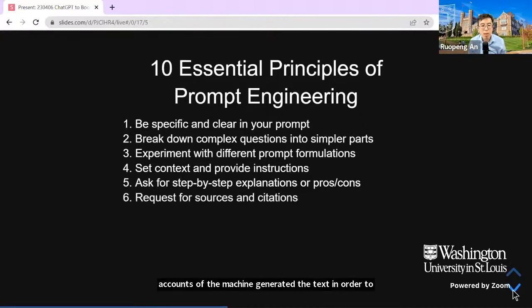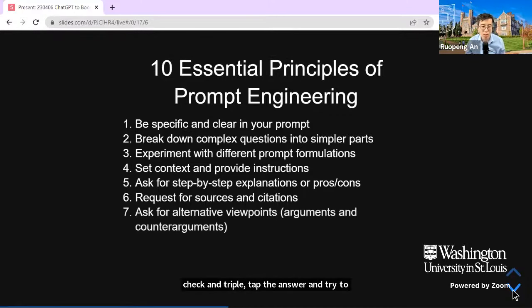The sixth principle is to request sources and citations, because we all heard of the news that the ChatGPT model tends to hallucinate, right? Creating something that doesn't exist, giving you citations that don't exist, right? But, well, amazingly, the GPT-4 model has some kind of ways of fact checking, and we will talk about that later on. Right? So a simple way is just to ask the machine to double check and triple check the answers and try to self-correct those mistakes and hallucinations.